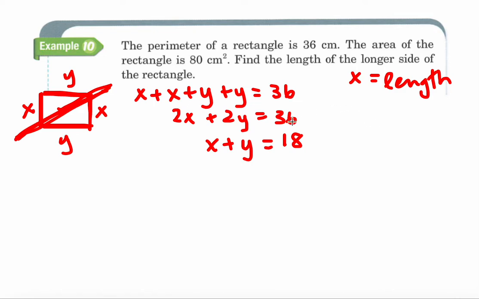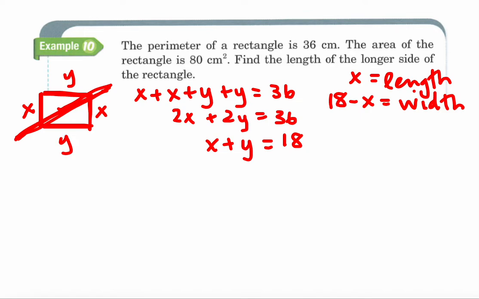And then let's say that the other one, instead of y, we'll say that the width is 18 minus x. Because if they both have to add up to 18, which is half of the perimeter, then the width would just be whatever's left over after you add the length to get to 18.